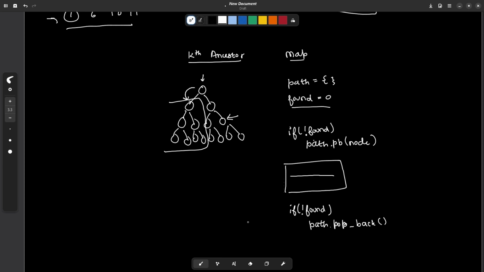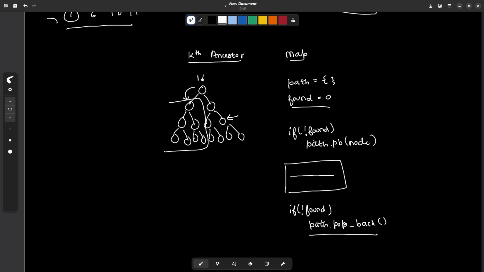If after all the traversals in the subtree of the current node, you have not found your desired node, that means you're just going to pop it back from the path vector. Why is it so? Because if you have not found your desired node in the current subtree, that means this node will definitely not be included in the path, right?